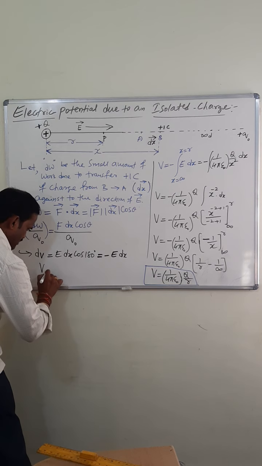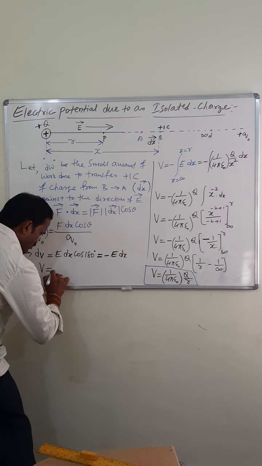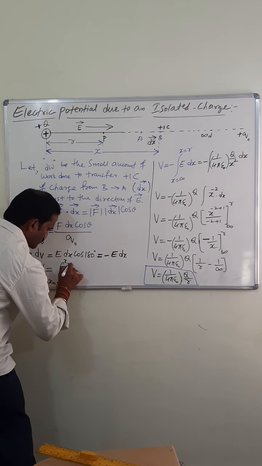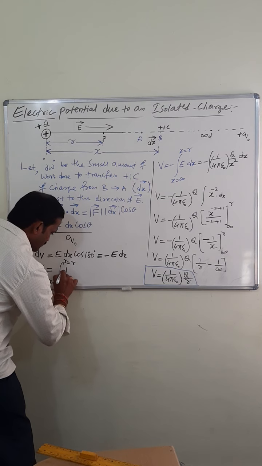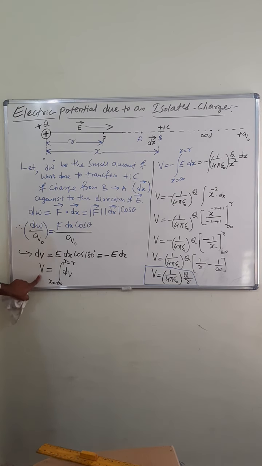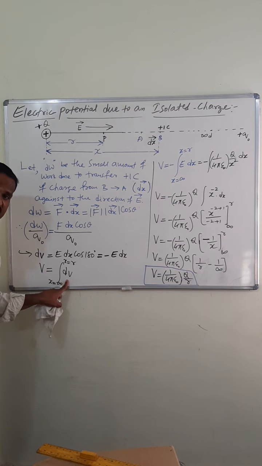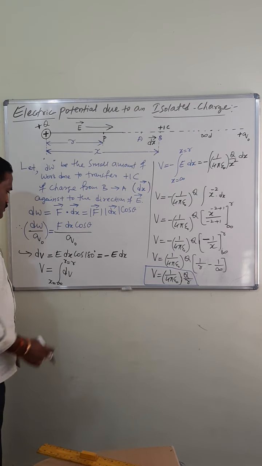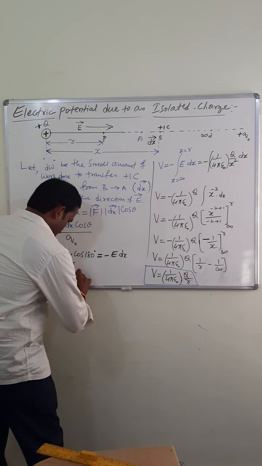Then what is the total potential? Electric potential at a given point is the integration of dV from the limits ranging from x is equal to infinity to x is equal to r. This is what is called electric potential. Therefore, the total amount of work done to bring a positive 1 coulomb of charge from infinite distance to a particular point against the direction of electric field is what is called the electric potential at a given point.